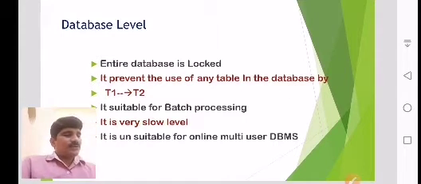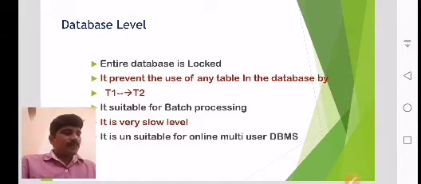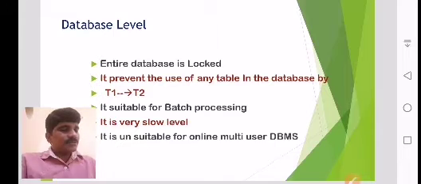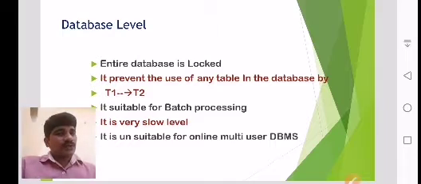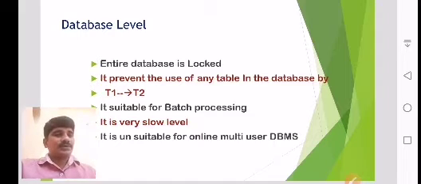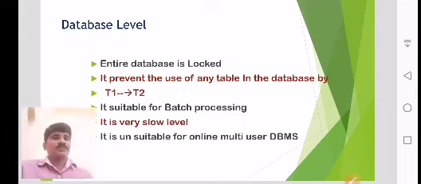So the database level lock is when the entire database is locked. That is, it prevents the use of any tables in the database by a transaction. If T1 and T2 are two transactions performed on a single database, and T2 tries to access it, then automatically there will be a lock on the entire database by the T1 transaction. So this is called database level locking.